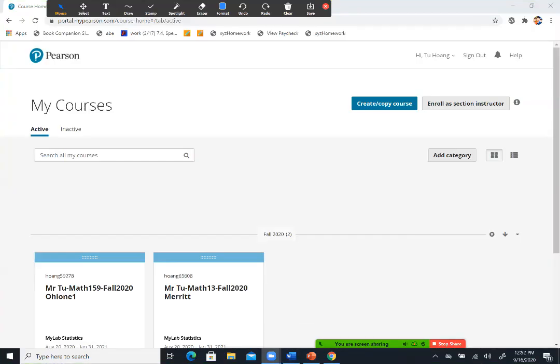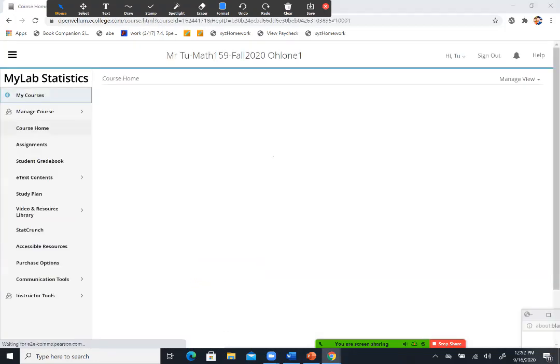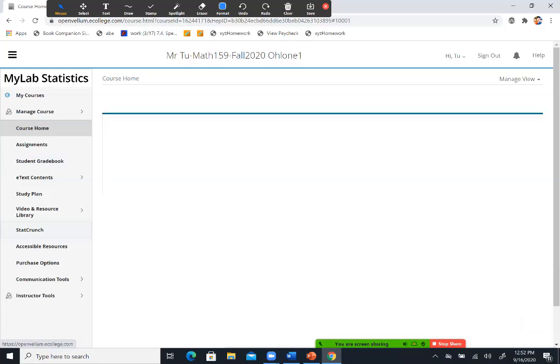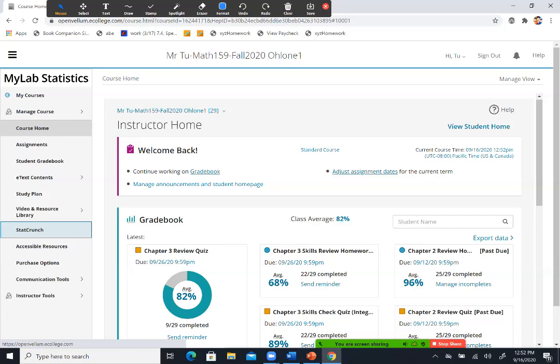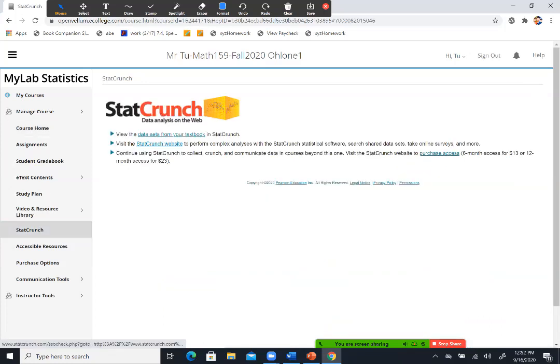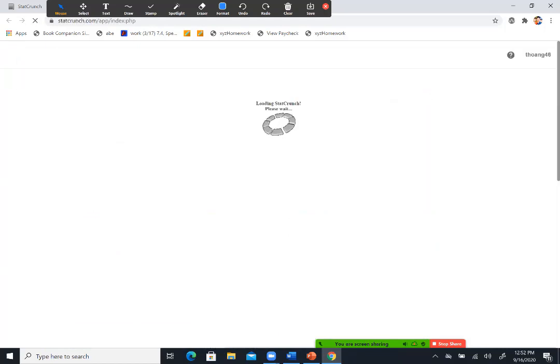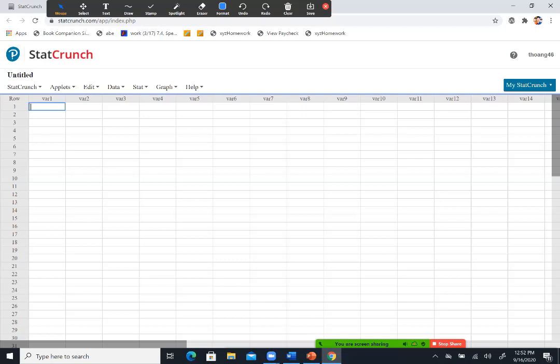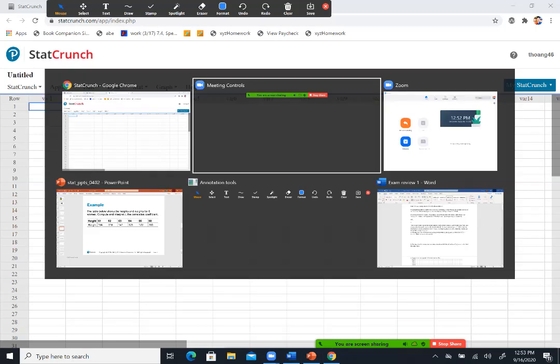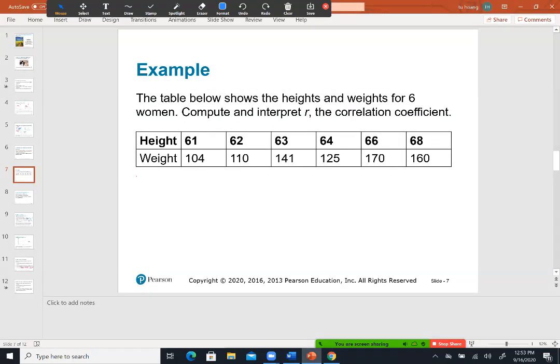So you're going to get into my StatLab and then get into the course. You're going to see on the left hand side there is a button named StatCrunch. Click on that, and then click on here. Okay, and then you're going to click open the StatCrunch. Okay, so you need to input all the values from here.